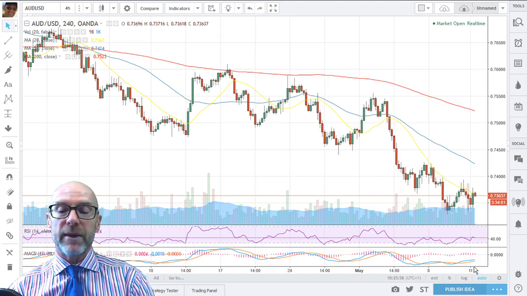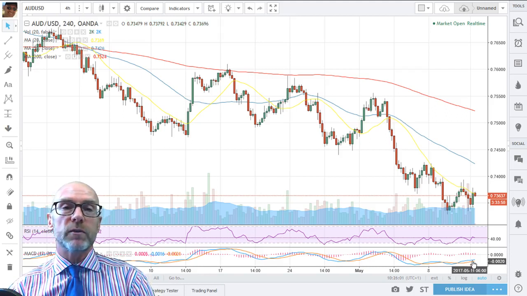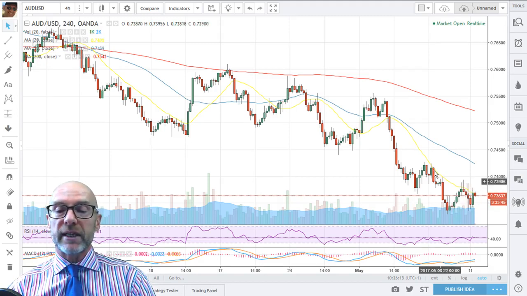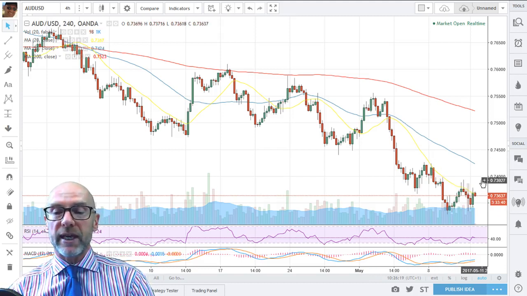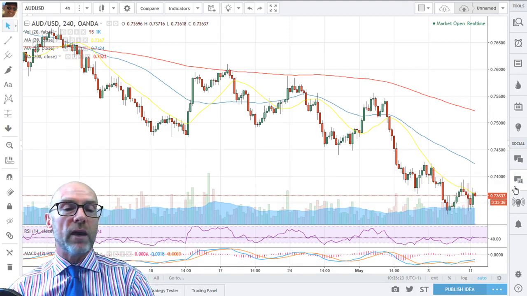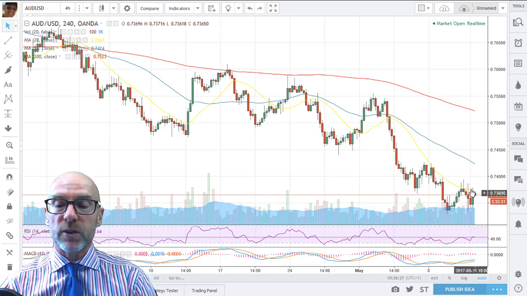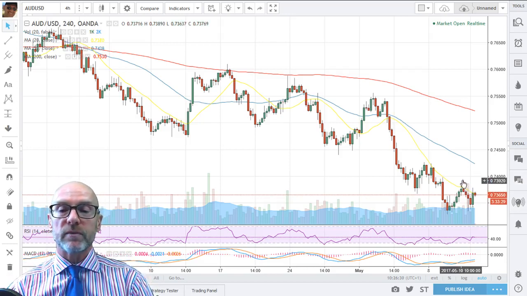Also, the MACD, the short term's moved above the long term, again a sign that upside momentum is starting to build. What I would say is that we need to break the resistance on that high to break this pattern of lower highs that we've seen in the 4-hour. If we break that, then very easily we could break up towards this 54-hour moving average at 0.7424. But we do need to break this resistance first of all.